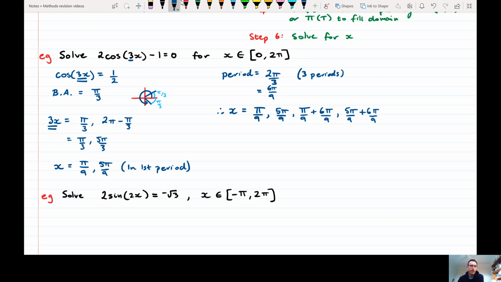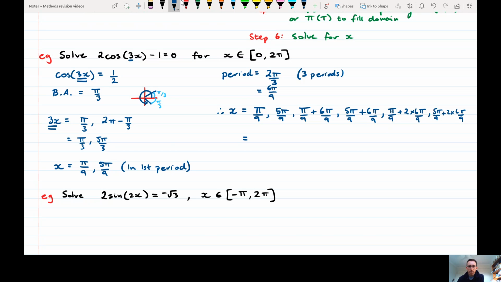Now I did say I wanted 3 periods, so I've only done 2 so far, 2 sets of 2, so I'm going to do one more set at the end. So pi over 9 plus a second period, so 2 lots of that. Hopefully I fit it in. And 5 pi over 9 plus 2 lots of 6 pi over 9. So I've added 2 periods because I needed 3 in total.